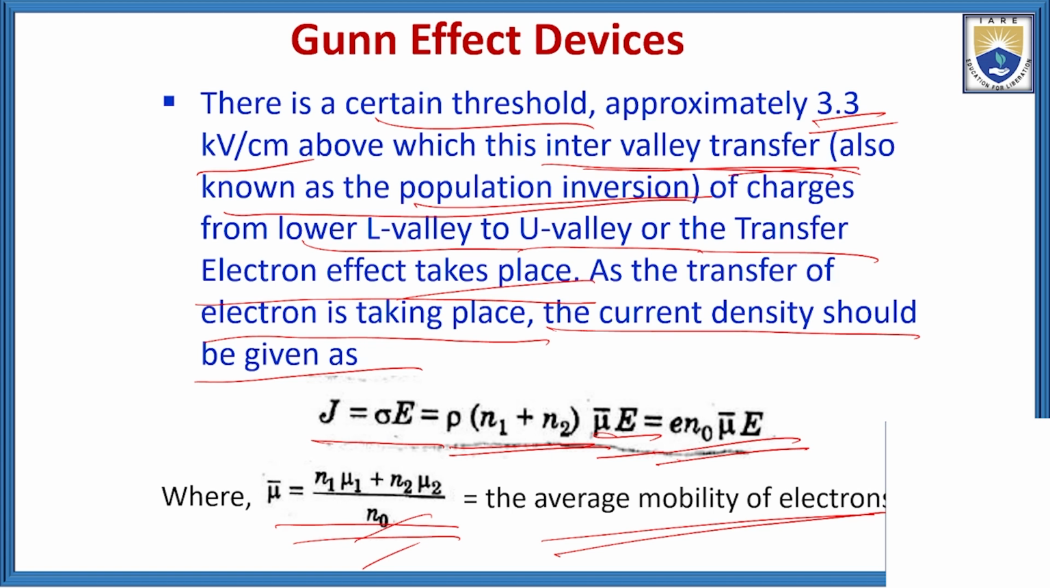So J equal to sigma E, that equal to rho into (N1 plus N2) into mu bar into E, that equal to e N0 mu bar into E, where mu bar is the average mobility, that equal to (N1 mu1 plus N2 mu2) by N0.